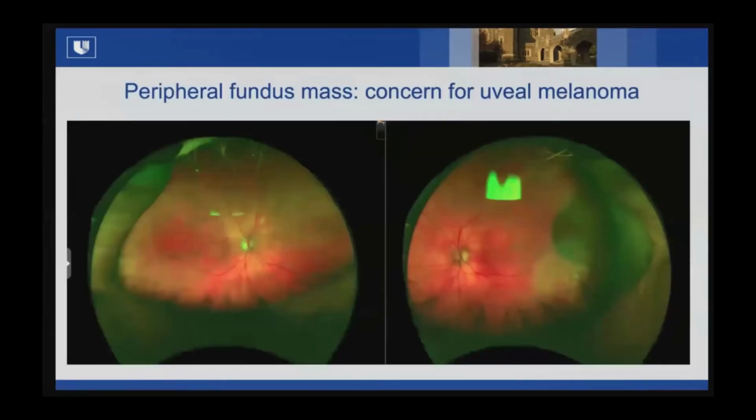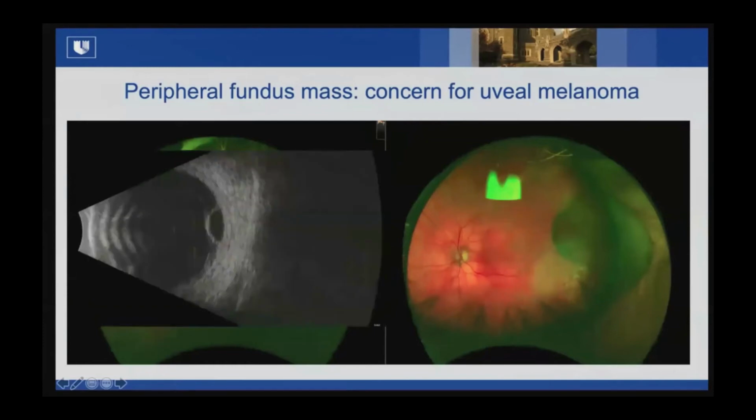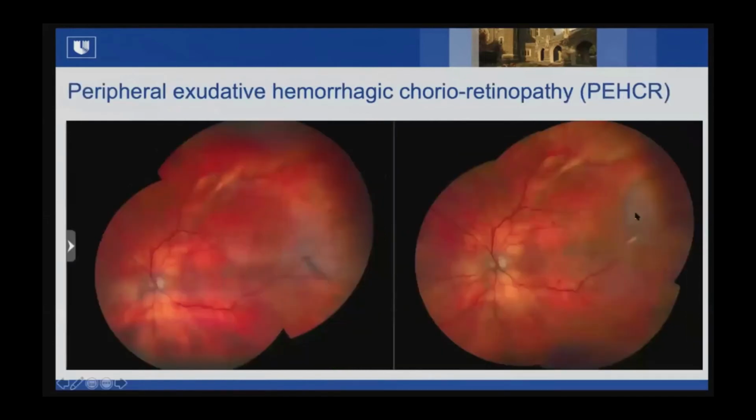This gentleman was referred for a peripheral fundus lesion, concern for uveal melanoma. The patient had ultrasound performed, and this proved to be no mass, and it was a large PED with some potential hemorrhage within the lesion. Patient was observed. The picture on the right was taken before the picture on the left. There are 2 months between one and the other, where we can see the large PED on the image on the right, and the PED disappeared later on the follow-up.